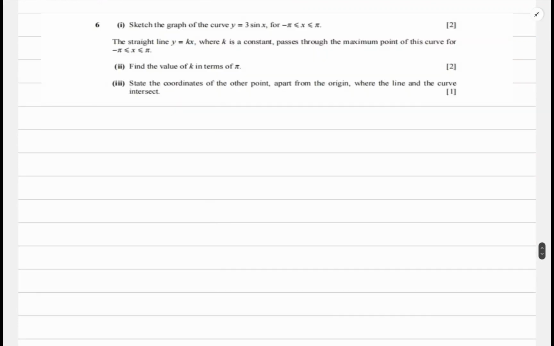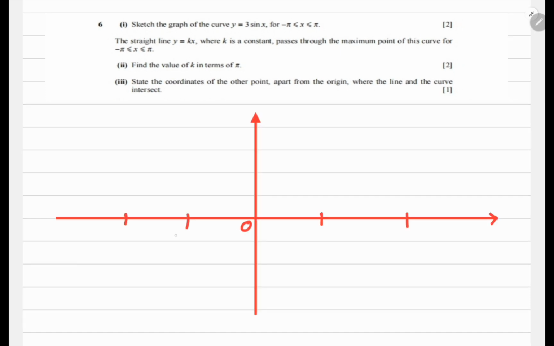Number 6, sketch the graph of the curve y is equal to 3 sine x for x between negative pi and positive pi. So this is drawn at 90-degree intervals, but in this case it's in radians, so it's at pi over 2 intervals. This graph is a stretch of factor 3 in the y-axis, so all y coordinates have been multiplied by 3. We now have negative 3 and 3. So let us plot the points.